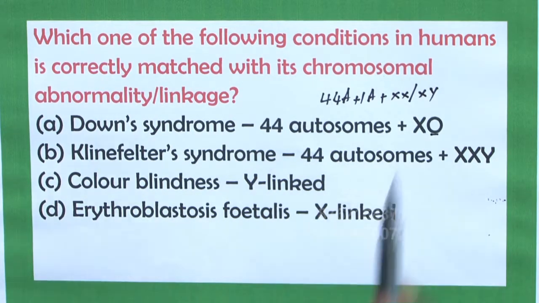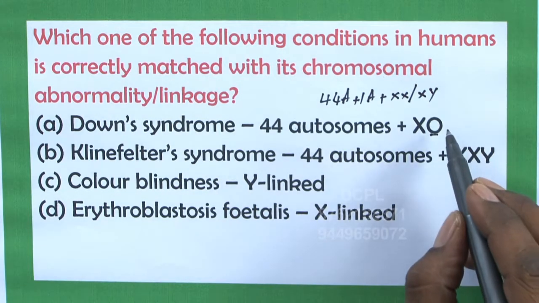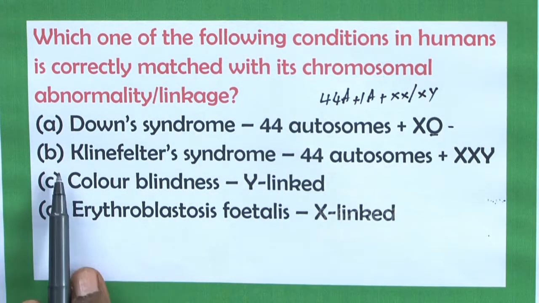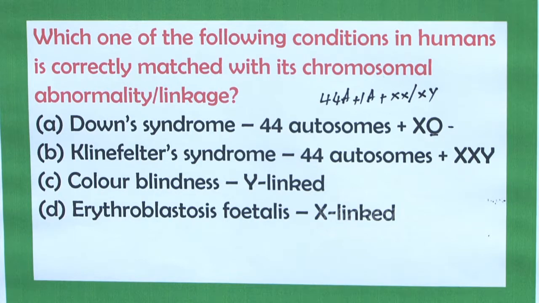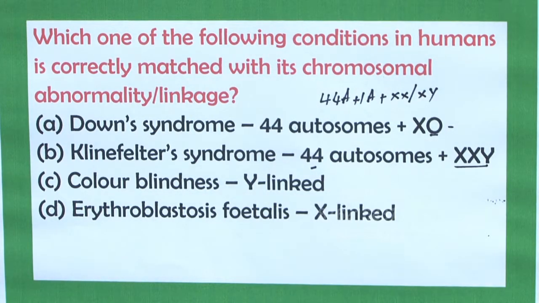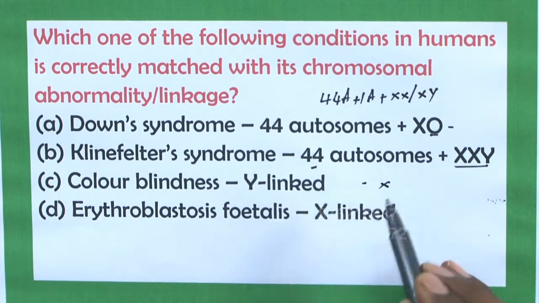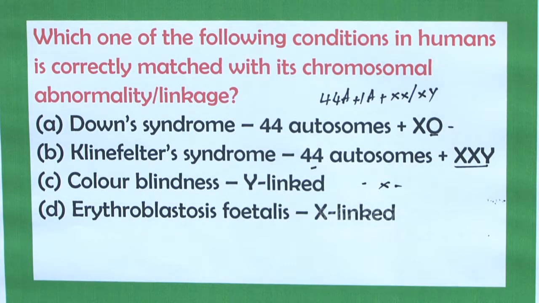But in this option, the absence of one X chromosome is shown, and this is associated with Turner syndrome. Option B is Klinefelter syndrome. In Klinefelter syndrome, they have 44 autosomes that remain the same, and XXY, there is one extra X chromosome in males. And option C is color blindness, that is Y linked. Color blindness is associated with the X chromosome, not with the Y chromosome.